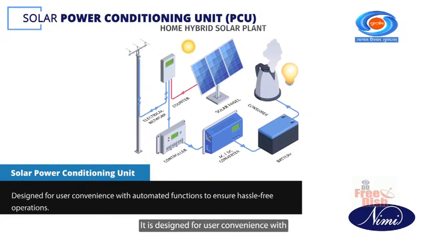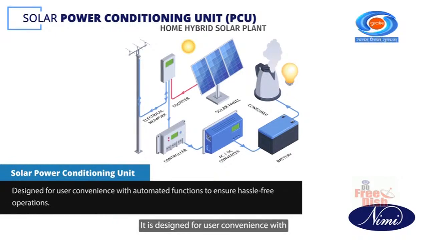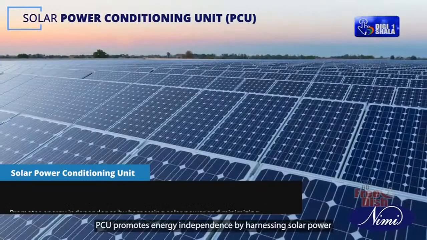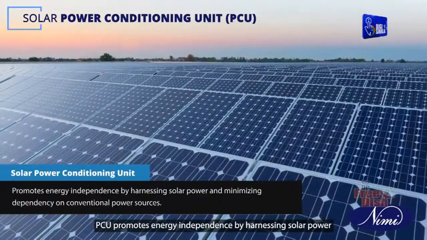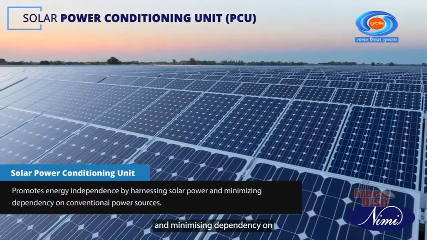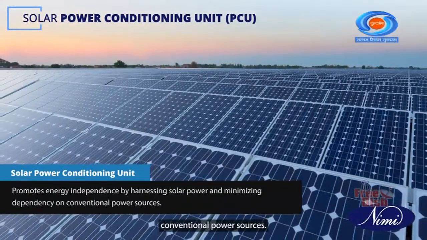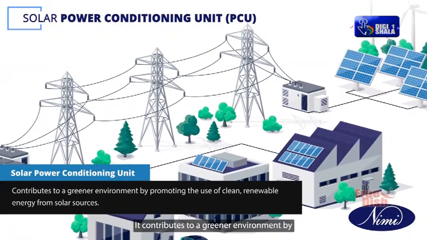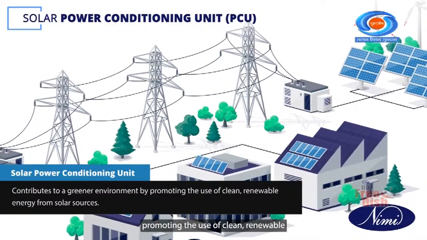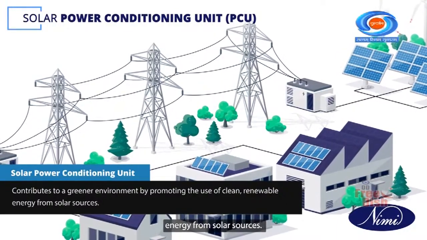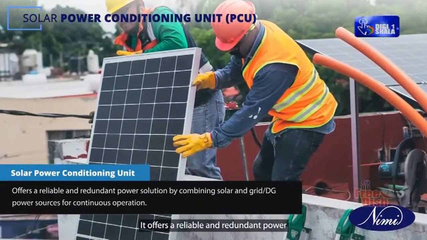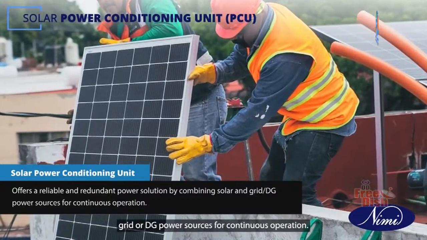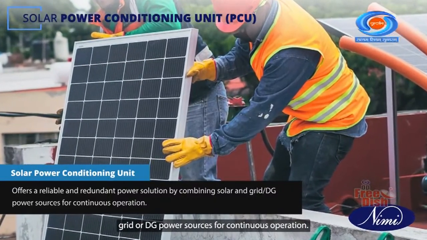It is designed for user convenience with automated functions to ensure hassle-free operations. PCU promotes energy independence by harnessing solar power and minimizing dependency on conventional power sources. It contributes to a greener environment by promoting the use of clean, renewable energy from solar sources. It offers a reliable and redundant power solution by combining solar and grid or DG power sources for continuous operation.